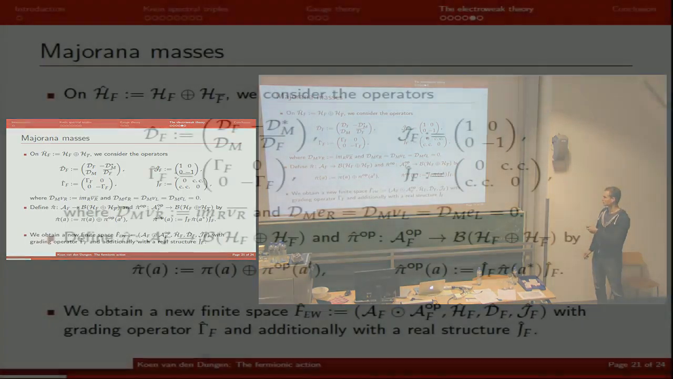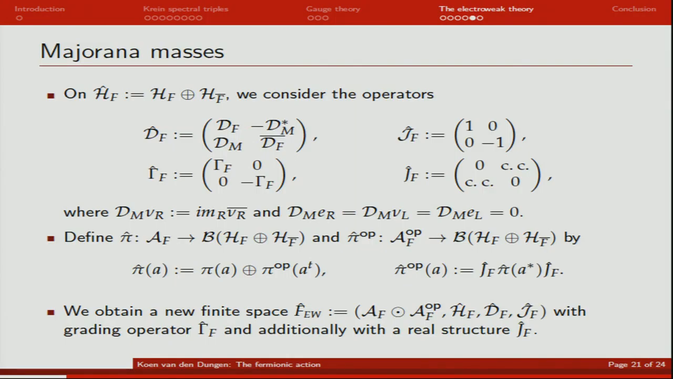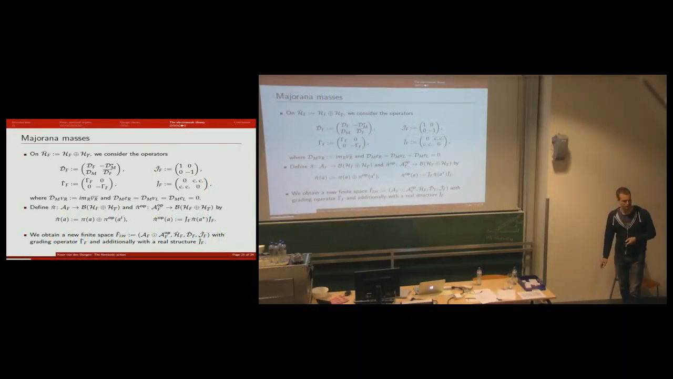All right, and then we put all this data together. We obtain a new finite space. And in this case, it really is a Krein space, not a Hilbert space. We have a non-trivial fundamental symmetry. And additionally, we also have a real structure J.